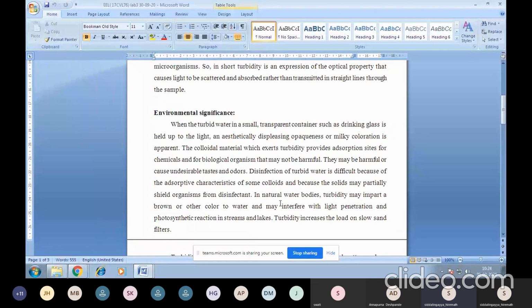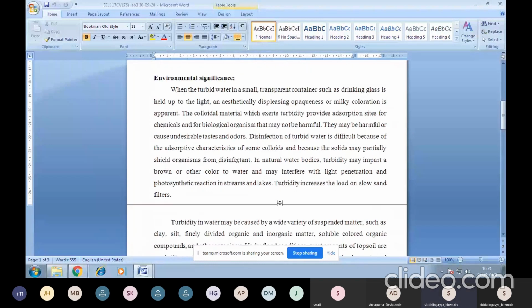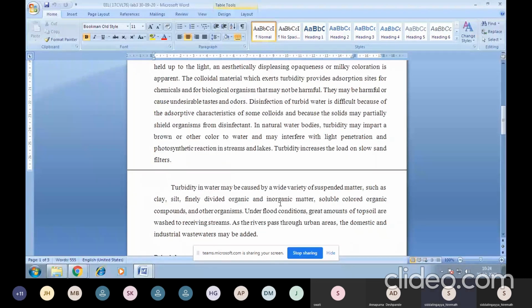Disinfection of turbid water is difficult because of the chlorine-demanding characteristics of some colloids and because the solids may partially shield organisms from disinfection. In natural water bodies, turbidity may impart a brown or other color to water and may interfere with light penetration and photosynthetic reaction in streams and lakes. Turbidity increases the load on sedimentation tanks and filters.